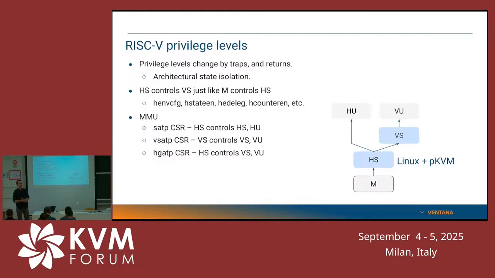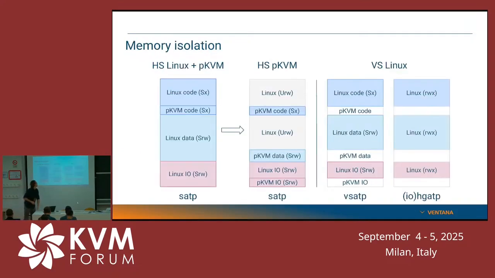And it's the main tool used to isolate Linux from the confidential VMs, because our goal is to execute in HS mode only the trusted hypervisor, the pKVM, and in the VS mode, there will be Linux, and in VS mode, there will also be the confidential VMs, protected from it by the HGATP.